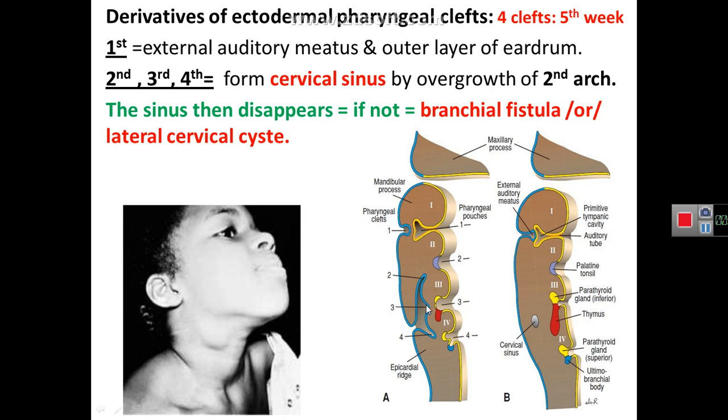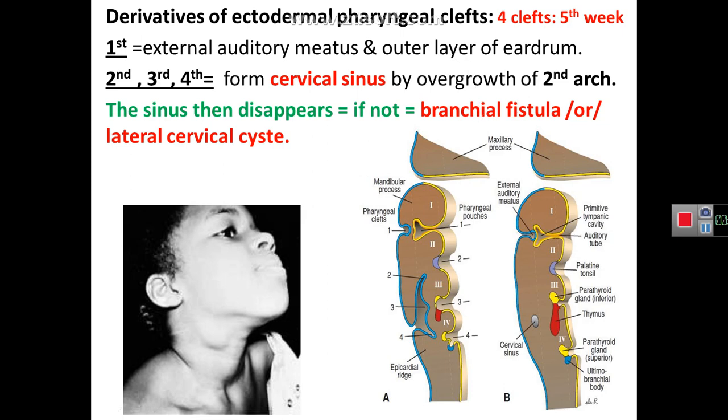The second cleft, third cleft, and fourth cleft will be closed, forming the cervical sinus. The closure of the second, third, and fourth clefts occurs by overgrowth of the second arch. The mesoderm of the second pharyngeal arch grows and closes them. This closure forms the cervical sinus that later on degenerates. If this sinus does not degenerate, it will form a lateral cervical cyst that may open to the outside, producing a branchial fistula.